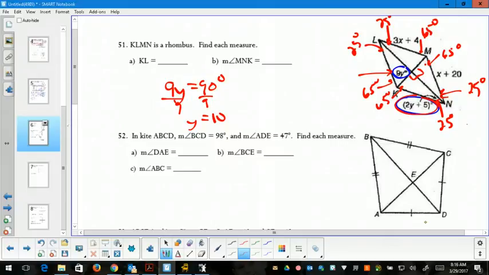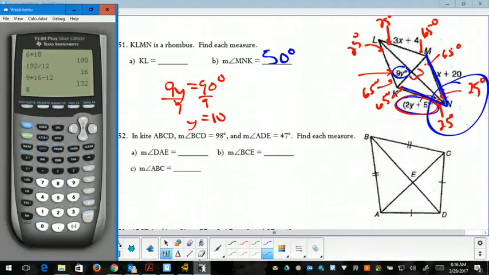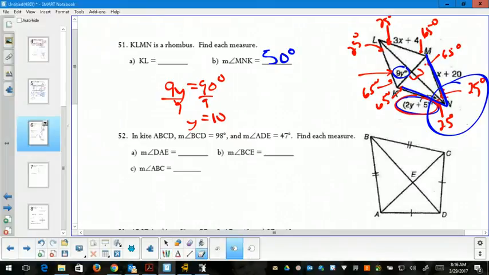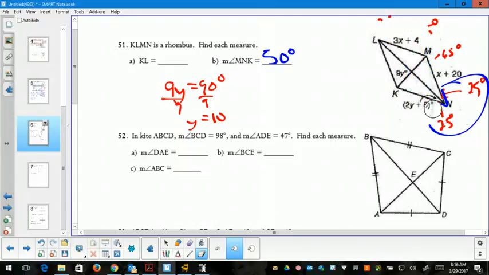So now when they ask for angle MNK, I just have to trace the angle and add expressions together possibly. MNK wants this whole angle, so I'm going to do 25 and 25, which is 50 degrees. They also asked for KL in the picture. I'm going to erase some of this because it's a little busy with all my angles. They also asked for KL, and unfortunately they didn't give me a side length. Does that really matter? Not for a rhombus, because all sides are equal.